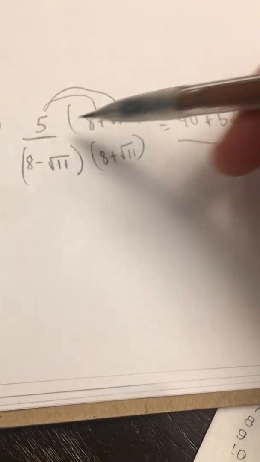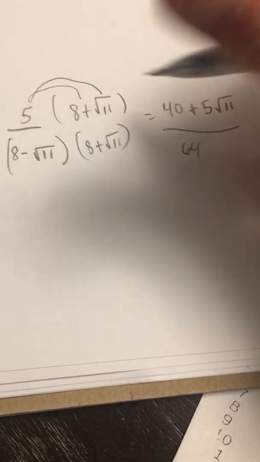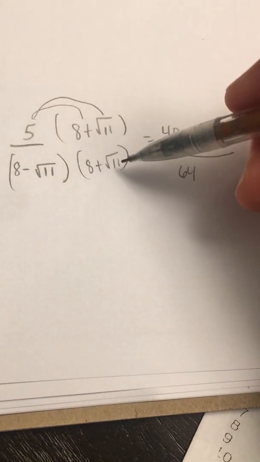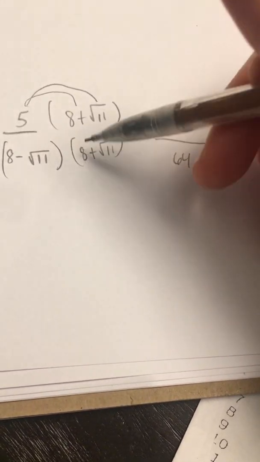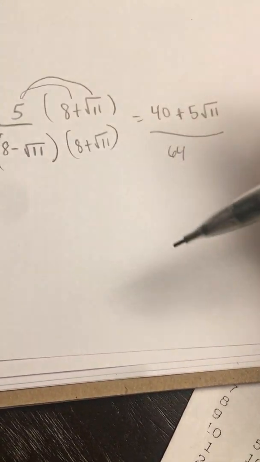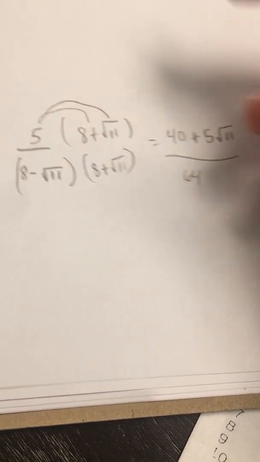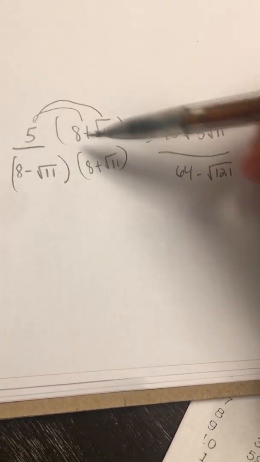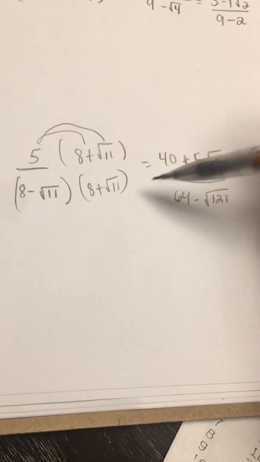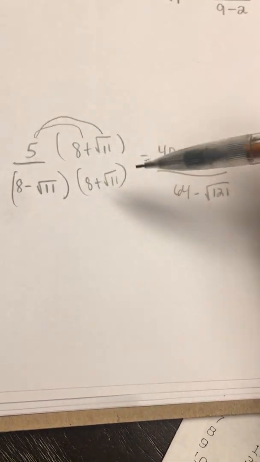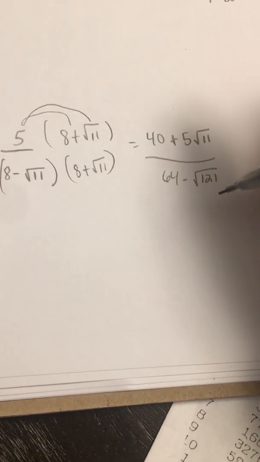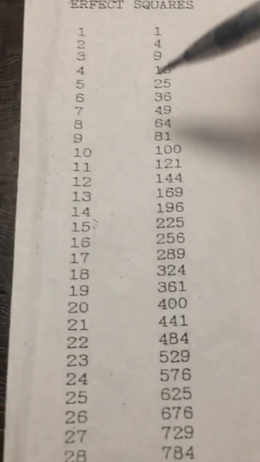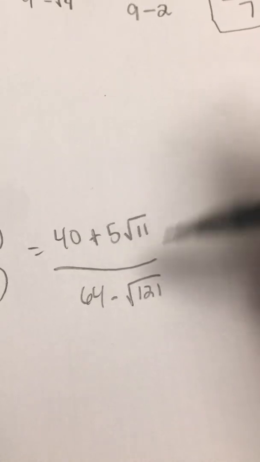In the bottom, when I distribute, 8 times 8 is 64. When I distribute 8 root 11 and negative 8 root 11, those are going to cancel out. And then I'll have a negative root 121, which is perfect. Any root times itself is just the radicand, and maybe that's a pattern that you're picking up on as well. That if we have a root times itself, we're just going to get the 11, no root necessary. I'll show you. 121 is perfect, and it comes out as 11. So this will turn into 11.